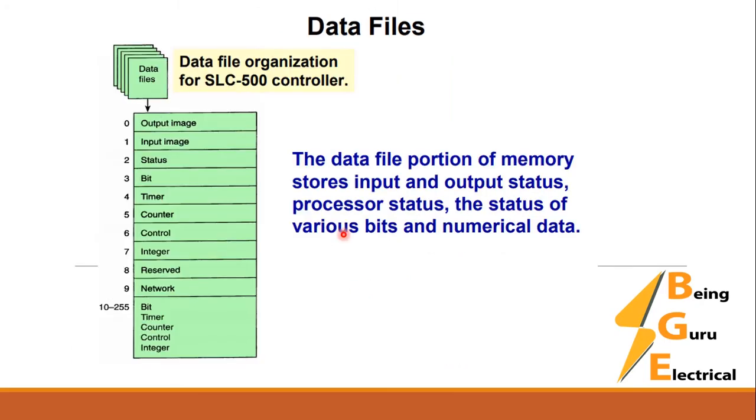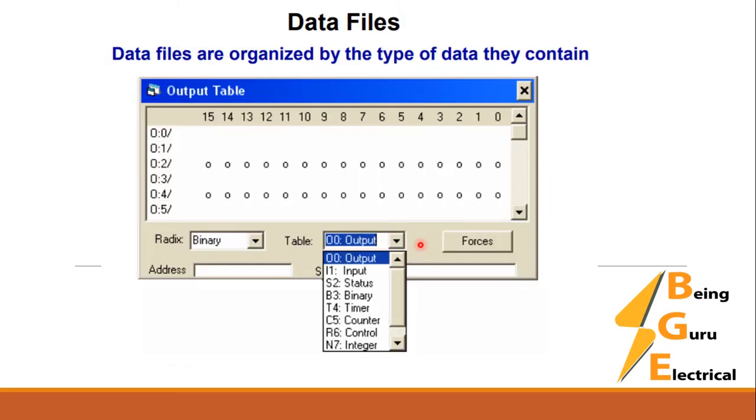Now we have data files. As we discussed, we have the output image, which means the output status is stored. The input status is stored in the input image; all our input statuses come to the input image. Status consists of the status of the PLC. It includes run state, stop state, fault state, bit, timer, counter, control. This we will discuss later in detail, when we go to the program in the software.